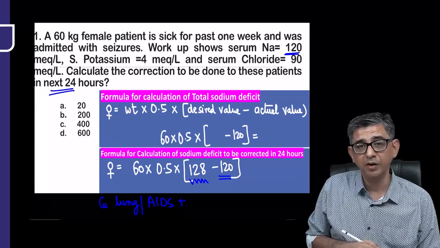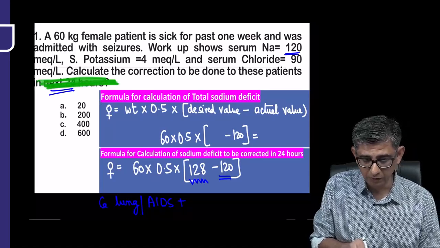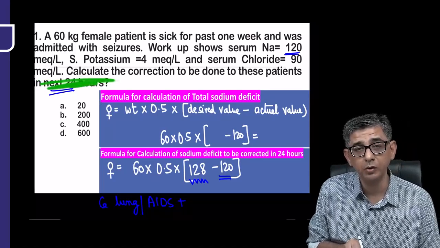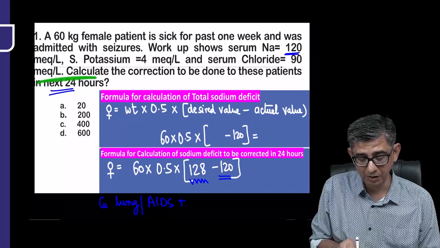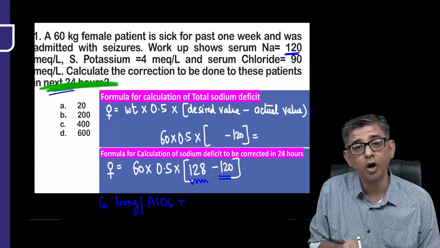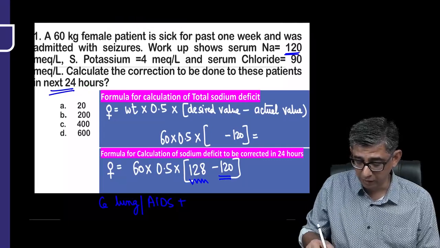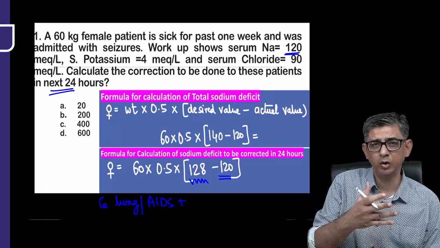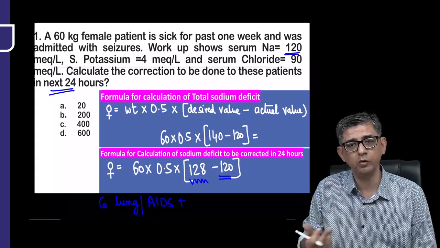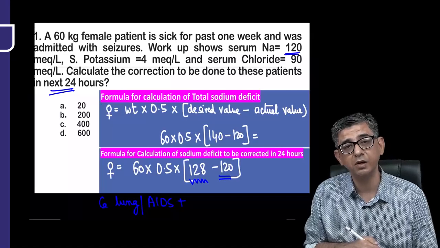But suppose I modified this question, and let us assume the words next 24 hours are not given. Keep your eyes on the board, guys. Listen to what I'm saying. If he says calculate the correction to be done in this patient and the next 24 hours is not given, then the mathematical value that you will answer for the correction will be 140, because after all, I want to upgrade from 120 to an average value between 135 and 145, which means that in this particular case, the answer will vary.